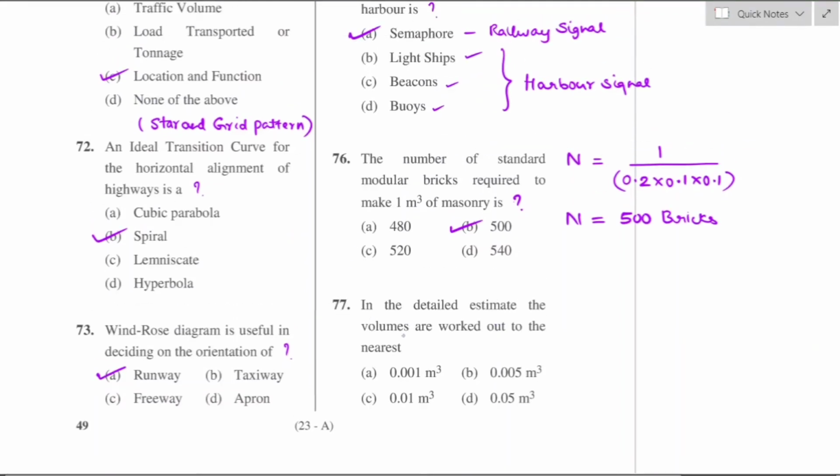Question number 77. In the detailed estimate, the volumes are worked out to the nearest of. So for the detailed estimate, volume should be worked out for the nearest value of 0.01 meter cube. Option C is the right answer.